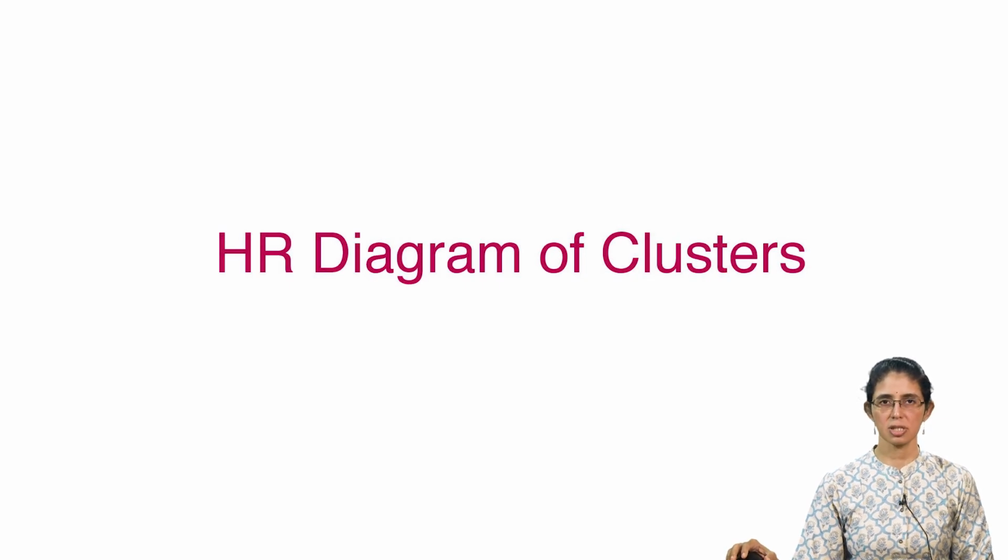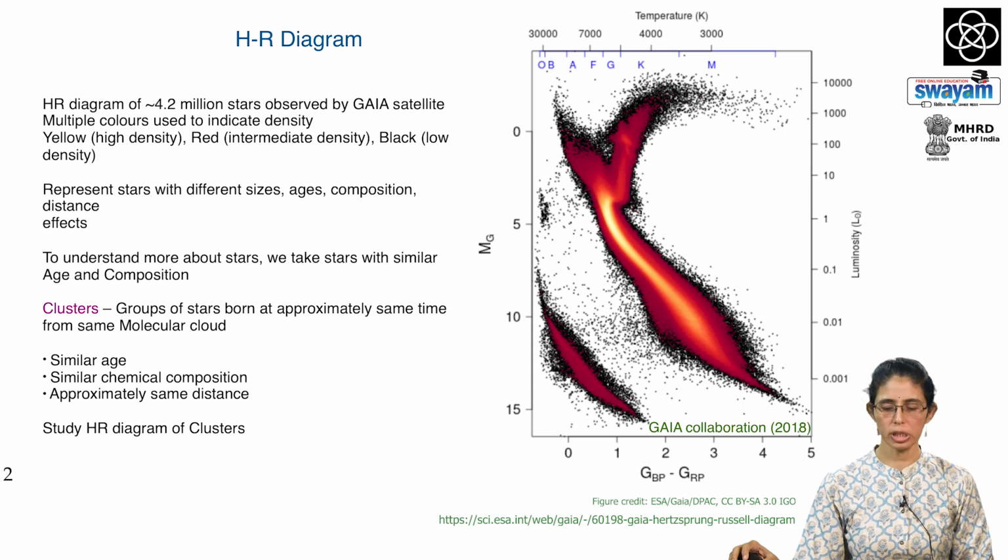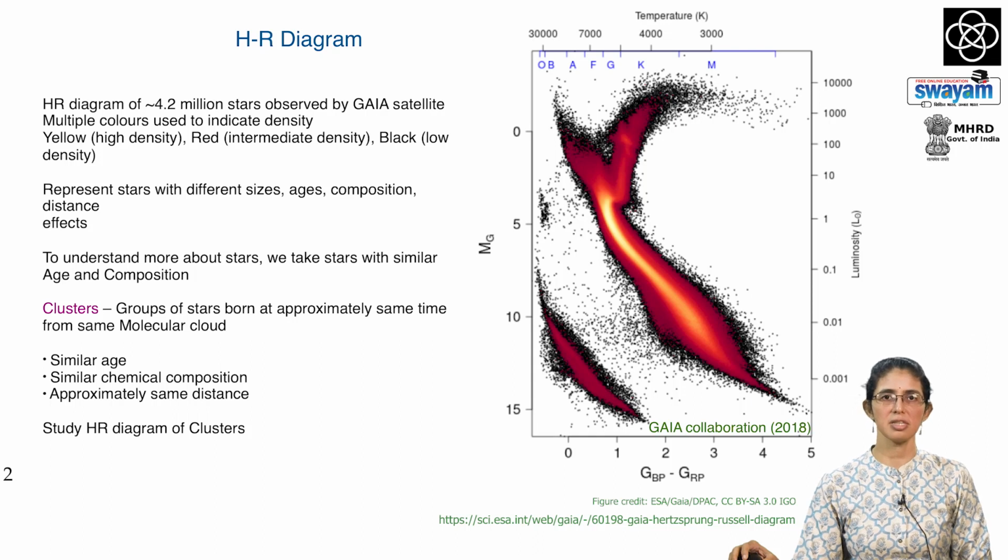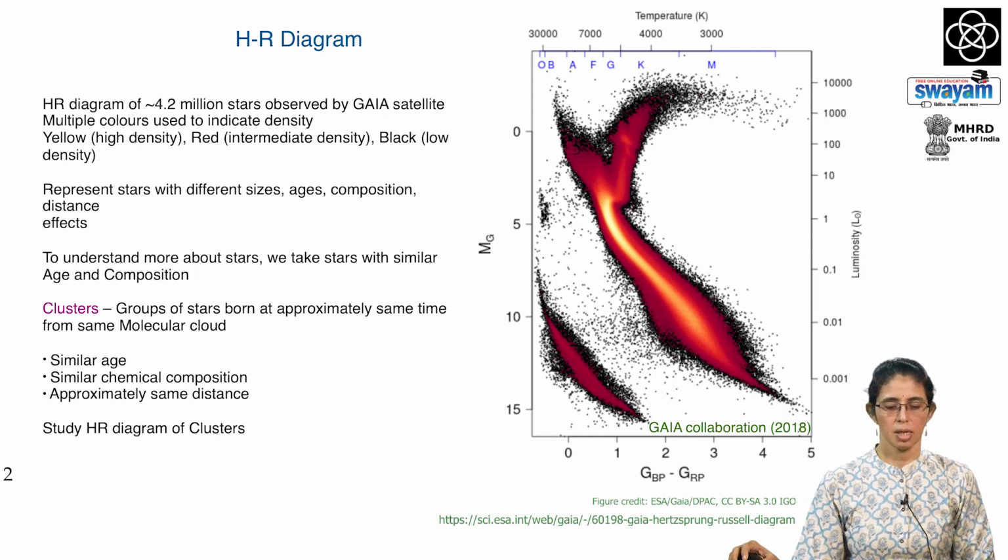Hello, in this lecture we will be talking about stellar evolution, and we will be beginning with the Hertzsprung-Russell diagram of clusters. What is shown in the slide is a Gaia HR diagram of a very large number of stars, and one can see that there are stars along the main sequence band, there are stars towards the giant region, and there are white dwarf stars which fall on the lower left corner of the HR diagram.